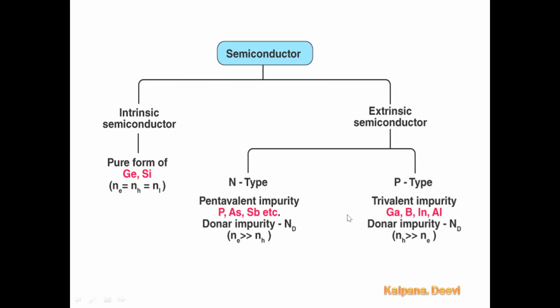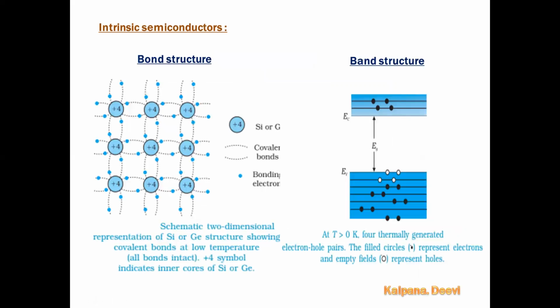Now first we go with intrinsic semiconductors. These are pure forms of materials. So here I have taken one simple example. Silicon material we are taking here, and this is the bond structure of silicon material, and this one is the band structure of silicon material. In this, silicon is a tetravalent element. That means it has 4 valence electrons.